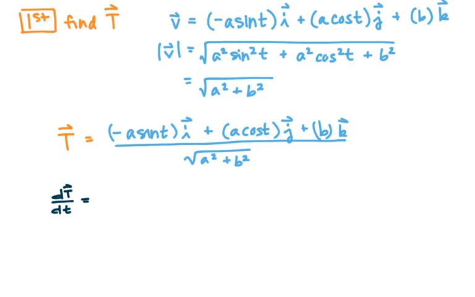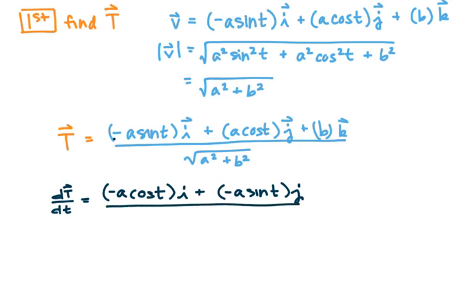The derivative of negative a sine t is negative a cosine t i. The derivative of a cosine t will become negative a sine t j, and then the derivative of b, since it's a constant, will be 0. So I have 0k, all over the square root of a squared plus b squared. So this is just like a constant coefficient, 1 over that.